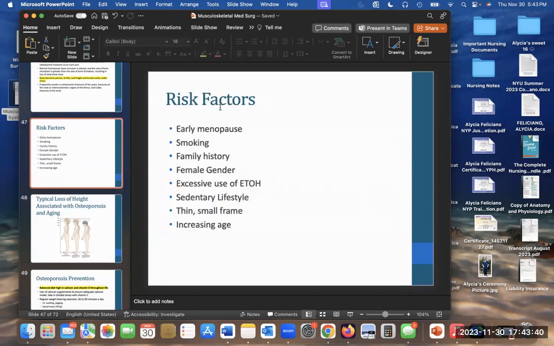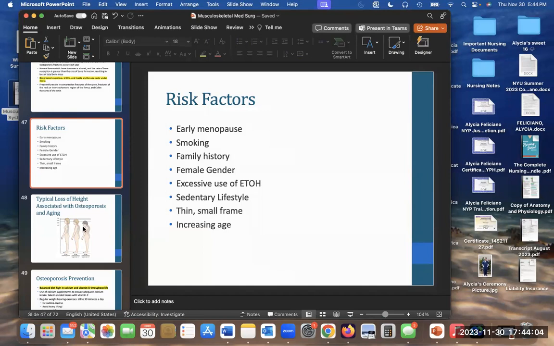What are risk factors for osteoporosis? Early menopause, because of all of those hormone imbalances, smoking, a family history, female gender, excessive use of alcohol, and a sedentary lifestyle, because if you're not moving, neither are those bones, and they're going to get weak. Also a thin and small frame, and increased age.